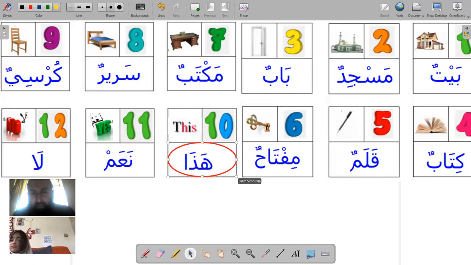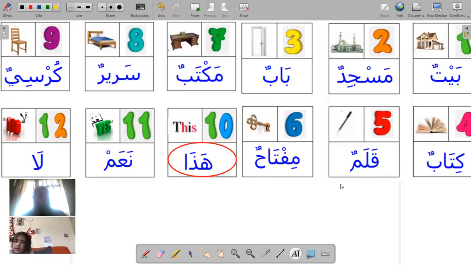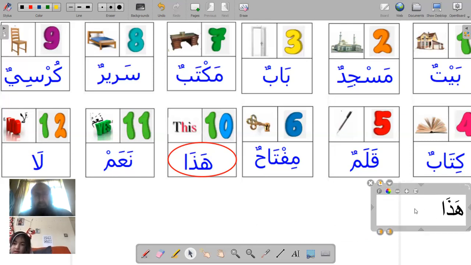Number 10. Hada. What is the meaning of hada? Do you know hada? It means this is. Okay, it's not a question, okay? Hada. Good. Hada. And what can we say?